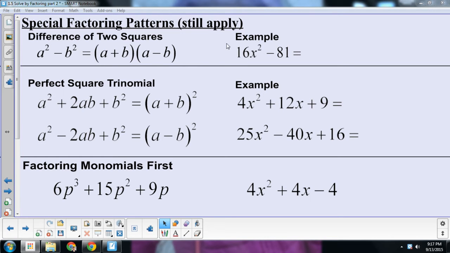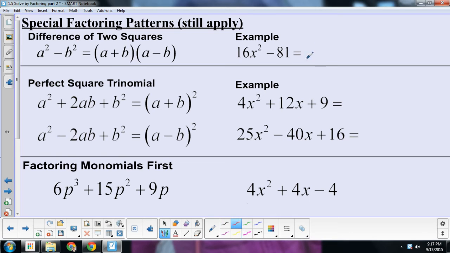So the difference of two squares pattern: if I have a square at the beginning, a square at the end, and a minus in the middle, it factors into two binomials with the roots of the first term and the second term in each, but different signs in between. A plus sign here, a minus sign here. So the key is being able to recognize perfect squares. 16 is a perfect square, so is x squared. 81 is a perfect square. There's a minus in the middle.